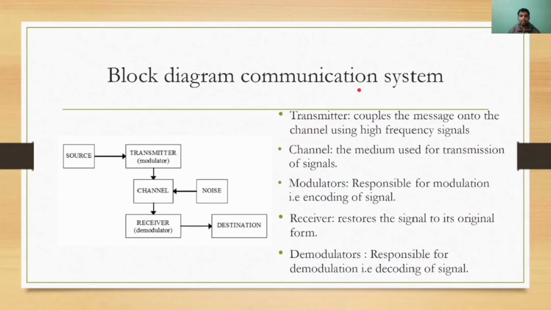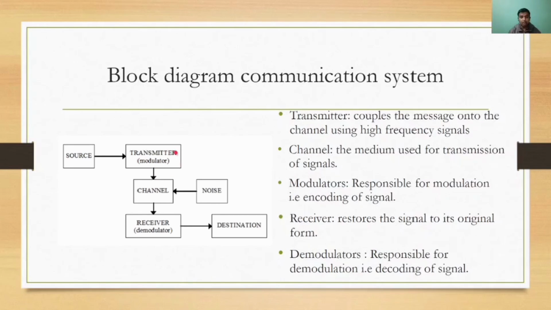So here is a block diagram of a communication system. We have the source, which is our input, which is fed into the transmitter, whose role is to couple the message onto the channel using a high frequency signal. Then we have the channel, whose role is to provide the medium for transmission of the signal.